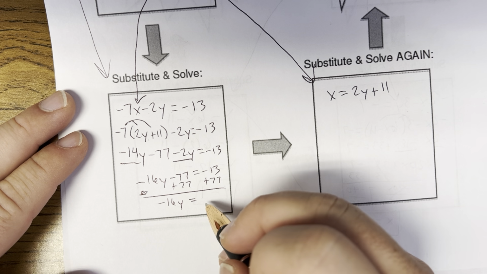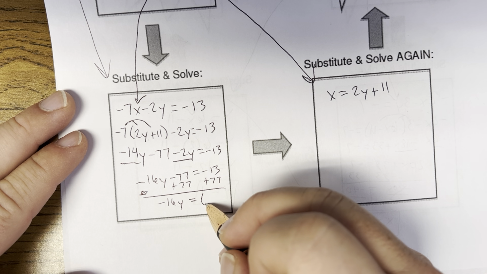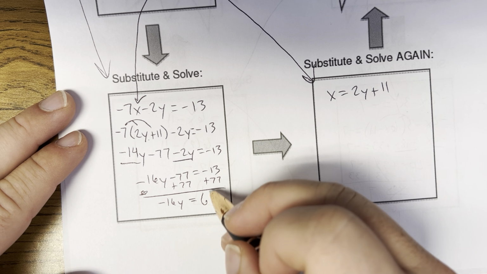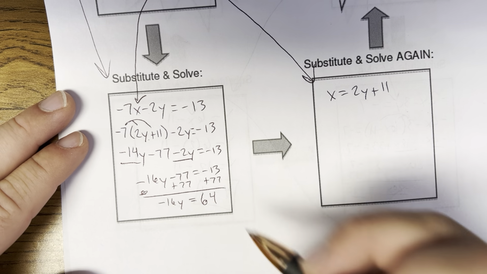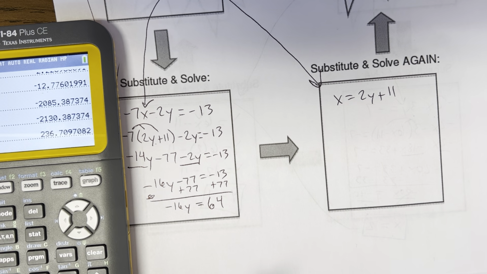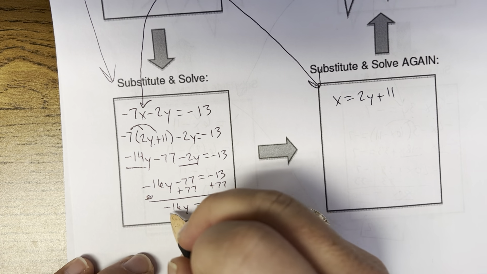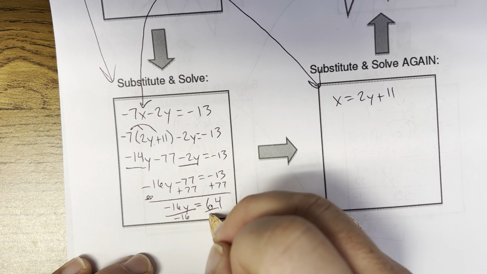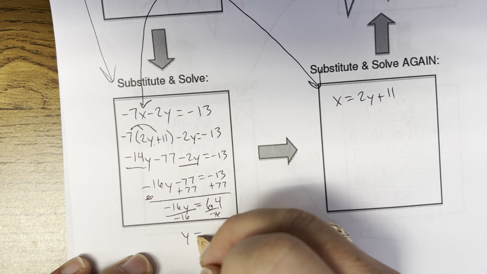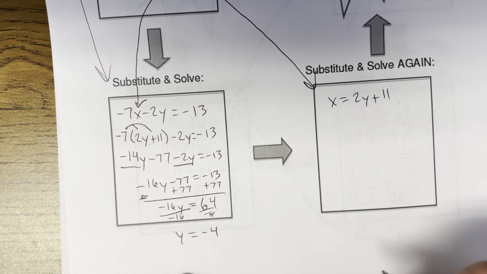That's a negative and a positive. You can use your calculator if you want. Let's see, that's going to be 64, I believe. And again, if you want to, you can use a calculator. -13 plus 77 is 64. And then we'll divide by the number in front of the y. And so y is equal to -4. And so we got our y value.